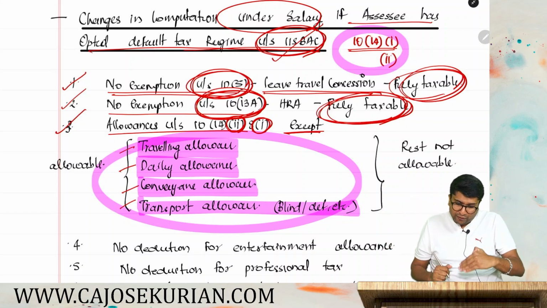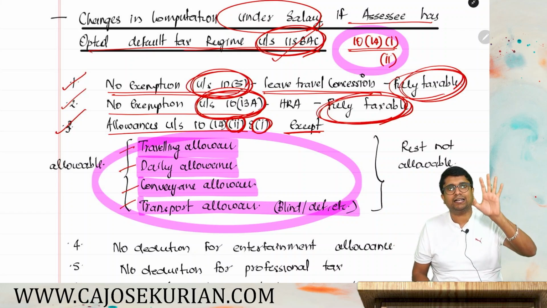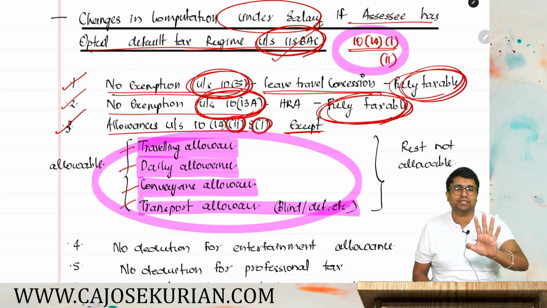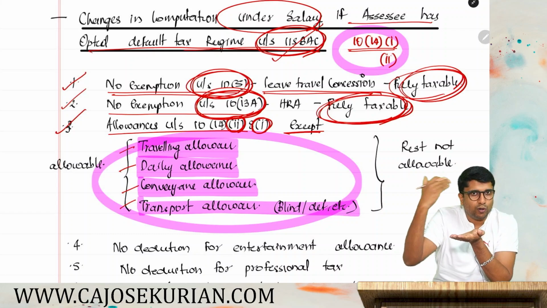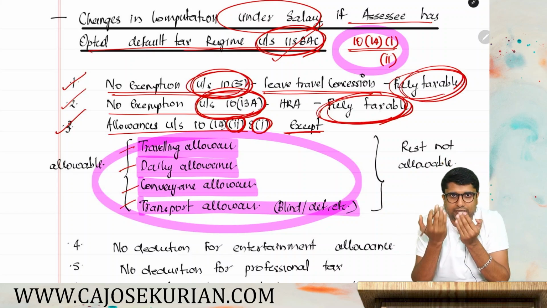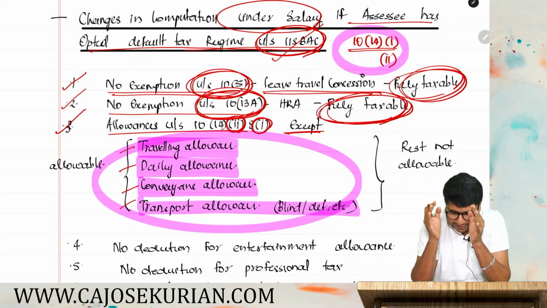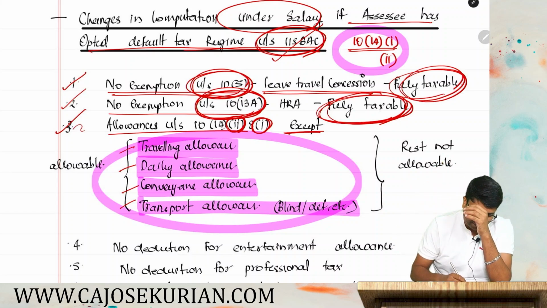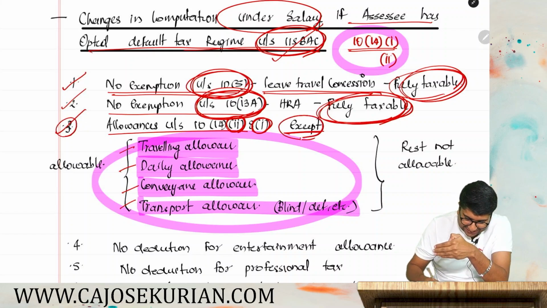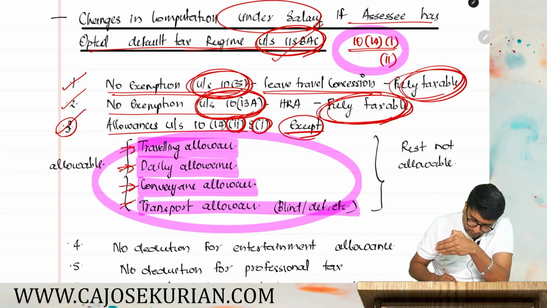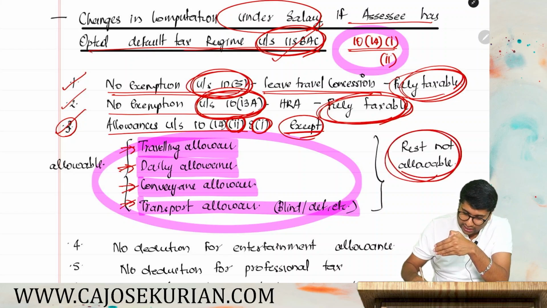Now apart from these 4, no other items under 10 subsection 14 clause number 1 and clause number 2 are allowable. No other items are allowable if you are opting for 115 BAC. If you are opting for old slab, definitely you can claim the eligible items that we have already discussed. So that is adjustment or difference number 3. Allowances under 10 subsection 14 clause number 1 and 2, except these 4, not allowable. Okay, the rest not allowable.